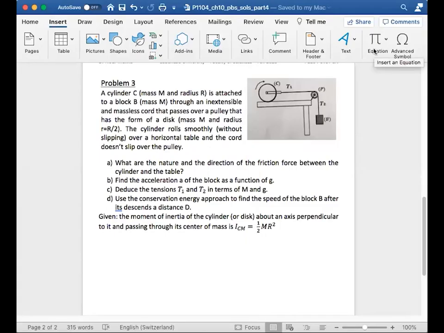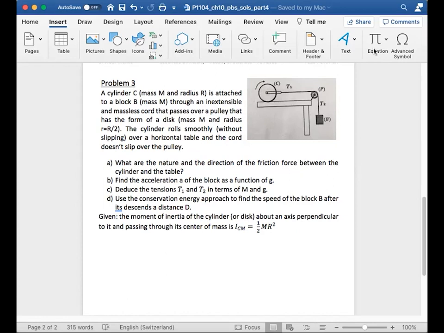A new problem in chapter 10. So as you can see in this figure, you have a cylinder, which we call C, of mass capital M and radius capital R, attached to a block B, which has the same mass, through an inextensible and massless cord that passes over the pulley that you can see in the figure. And this pulley has the form of a disc, which has a mass capital M and radius small r, which is equal to capital R over 2. The cylinder rolls smoothly, which means without slipping, over a horizontal table, and the cord doesn't slip over the pulley.